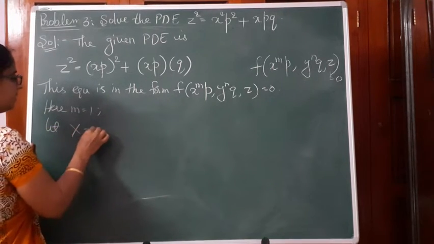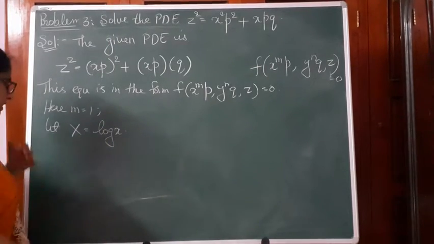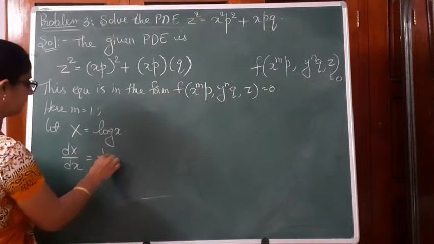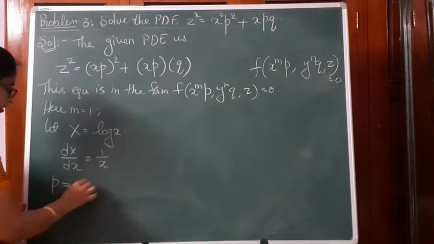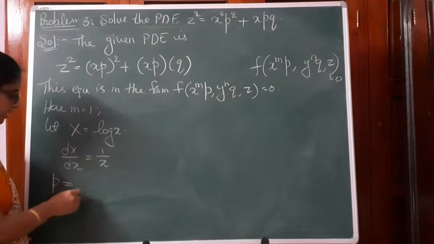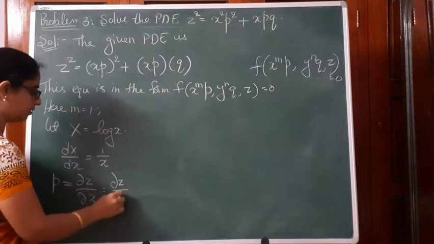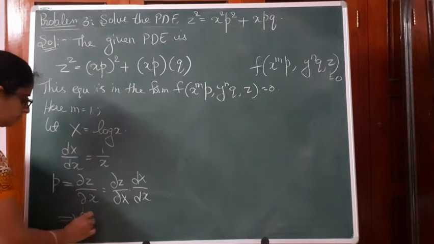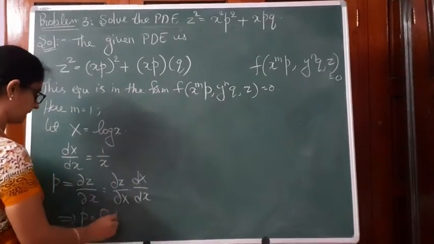When m is equal to 1, we take capital X is equal to log x, and the procedure is similar. We find dX by dx, the derivative of log x, which is 1 by x. Now take p. P is equal to dou z by dou x, and we write dou z by dou x as dou z by dou capital X into dX by dx. So that p is equal to dou z by dou capital X, which we are taking as capital P, into 1 by x.